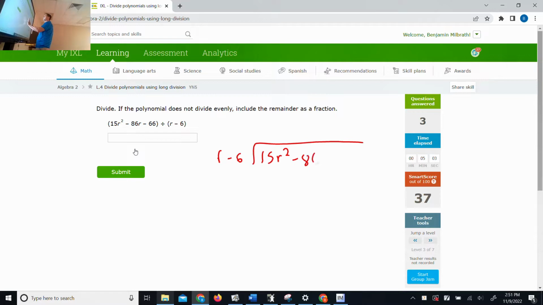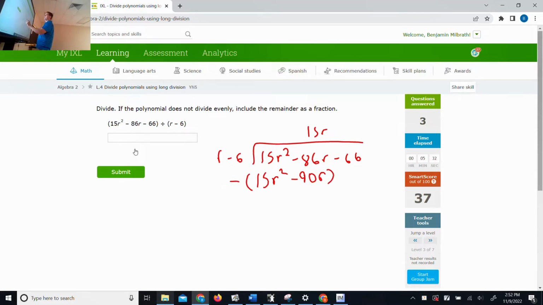Oh, here, the goal will be to take that r right there and turn it into a 15r squared, which is done by doing a 15r. And when we do that, we'll have 15r squared take away 80r. No, sorry, 90r. So this one's actually going to have two pieces up here in the quotient, which is kind of cool.